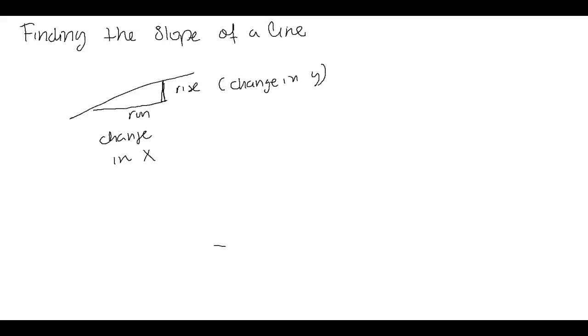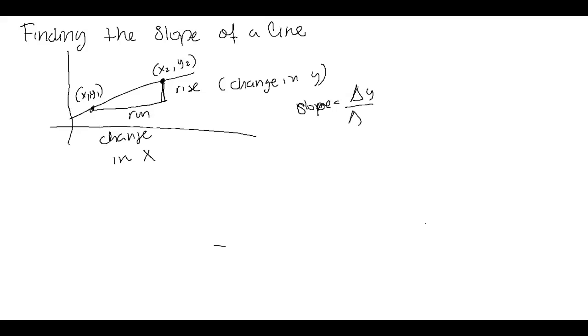So let's look at two different points. Let's say this point right here is on the graph, and I'm going to say that this point is my x1, y1 with my corresponding coordinates, and this point over here is x2, y2. So the slope is the change, and we use the Greek letter delta: the change in y over the change in x. The change in y is basically how much change there was in the y direction.